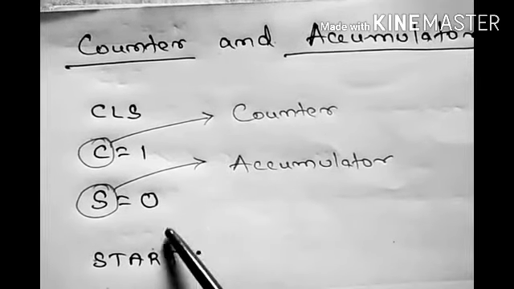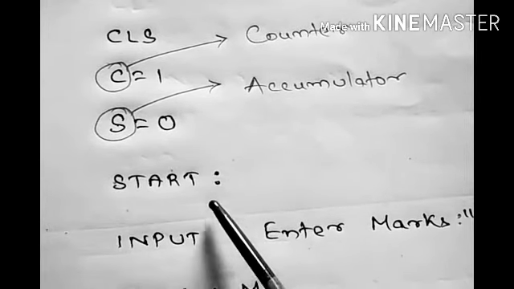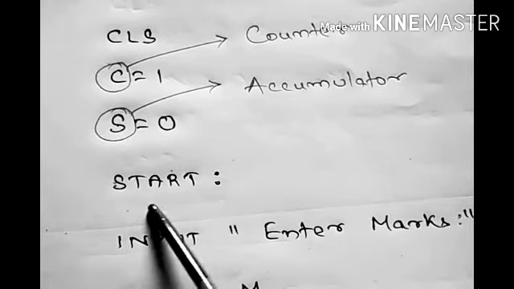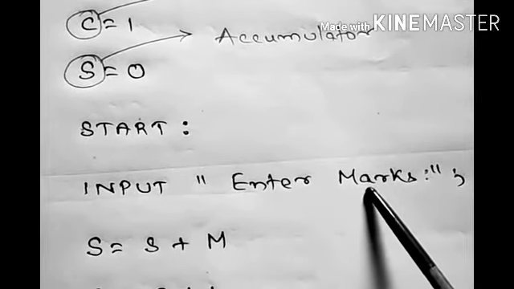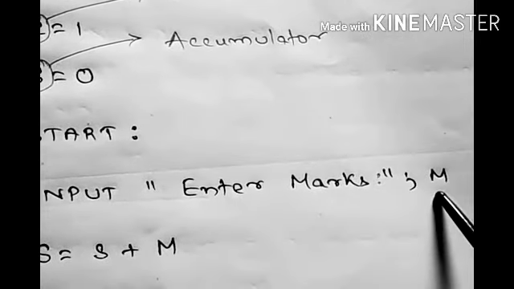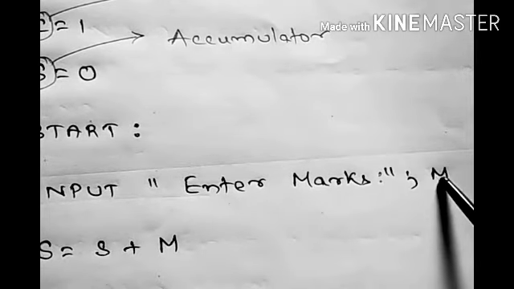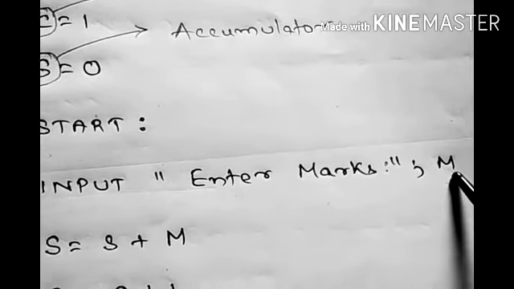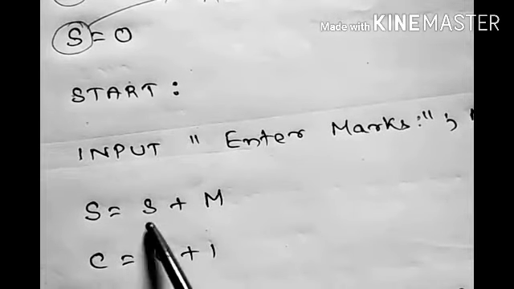Now this is the label. We will use goto. For that reason we have used label. Now first of all, input, enter marks. Enter the marks of your first subject. The first subject marks will be stored in m variable. Now in the next line, s equal to s plus m.